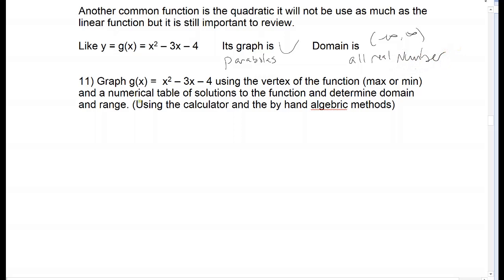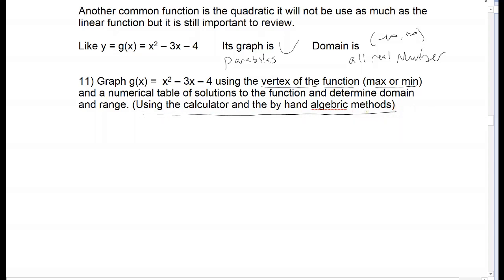So we're going to graph my x squared minus 3x minus 4, and we're going to find the vertex of the parabola. It's either the max or the min point on my graph, depending on how the parabola opens. In this case, it's going to be a min because it opens up. I'm going to find a numerical table of solutions, graph the function, and determine its domain and range. Again, we will use the calculator.